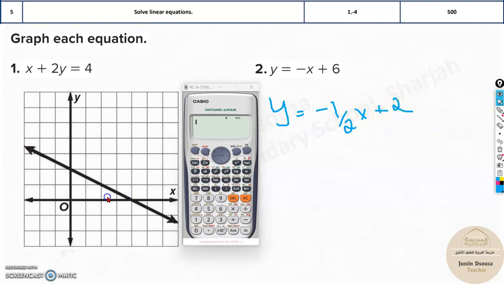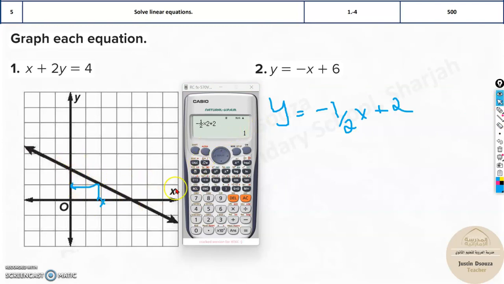So I will choose an x value of 2, which is over here, and substitute: minus half times 2 plus 2. What is the answer? 1. Is it 1? Let's check. When x was 2, is it 1? Yes, absolutely. So that means it's correct.